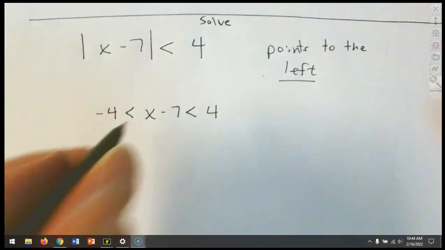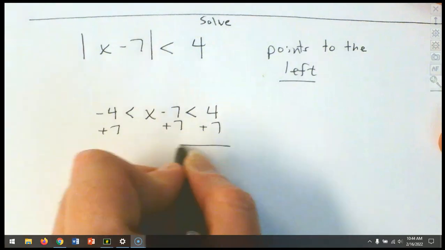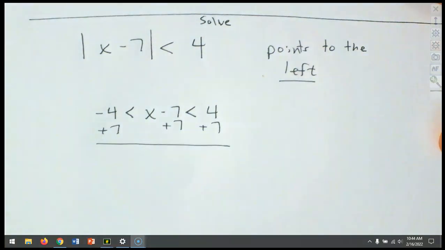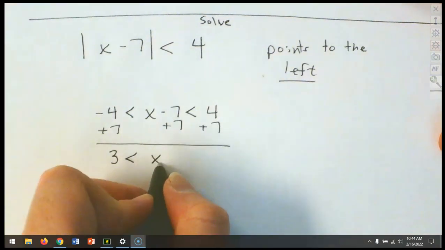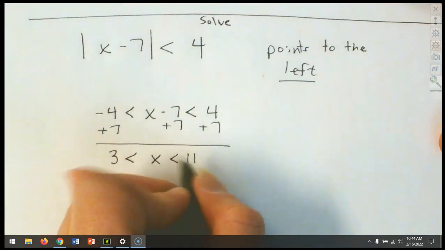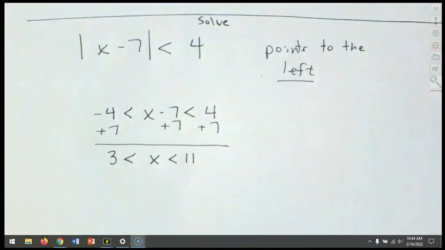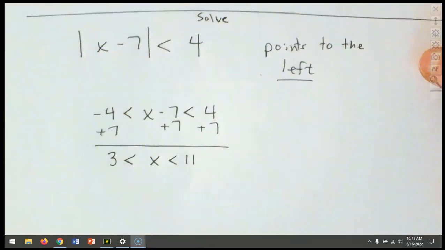So we just solve it. So we add our 7. And then minus 4 plus 7 makes it 3. X is in the middle. And 4 plus 7 makes it 11. And the only difference is now, if it points to the left, you shade in the middle. If it points to the right, you shade on the edges. So this one points to the left. So we shade in the middle.